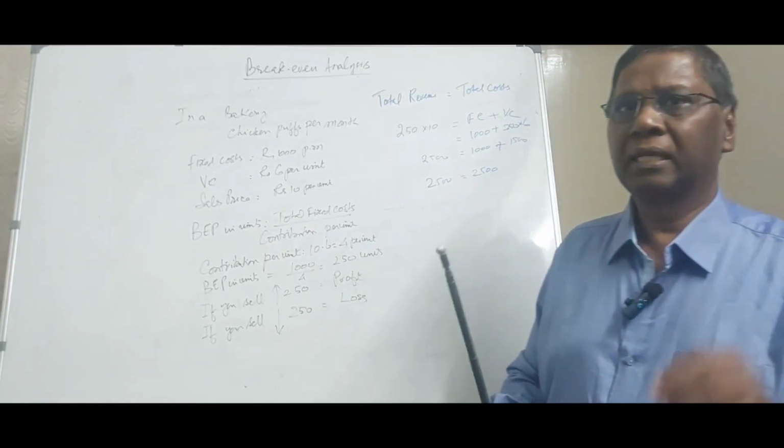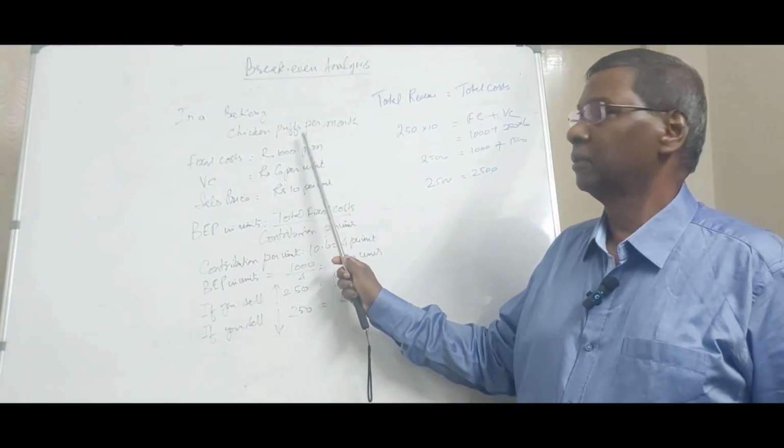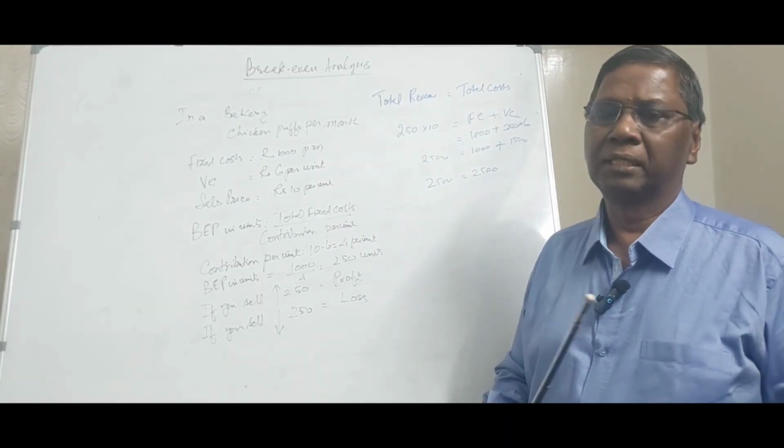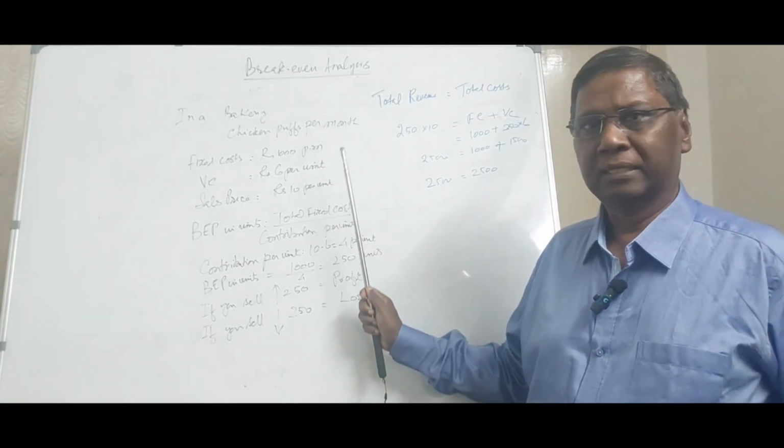Let us say a bakery is producing chicken puffs. To make you understand, I will take a very simple example. These are per month statistics.